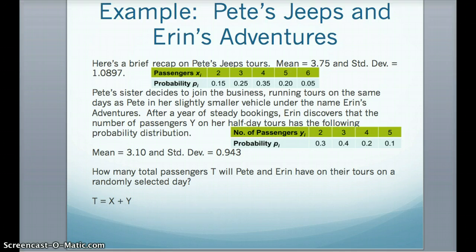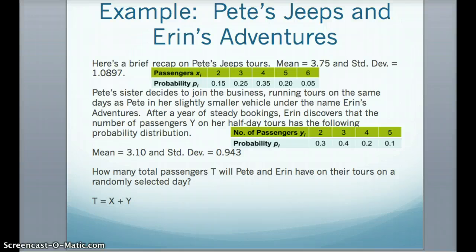So how many total passengers T will Erin and Pete have on their tours on a randomly selected day? So we're adding a new random variable. We're calling this Y, representing the passengers for Erin, where X is representing the passengers for Pete. And now we're going to combine both of those random variables, X and Y, to find T.